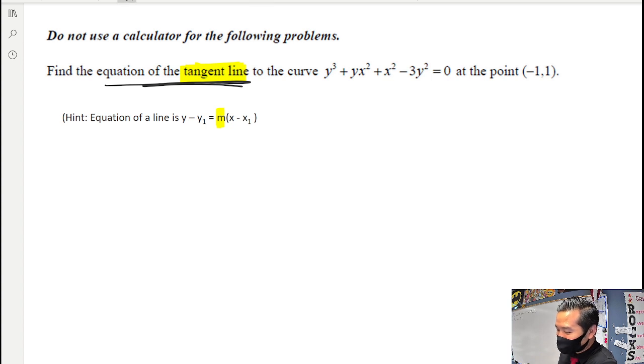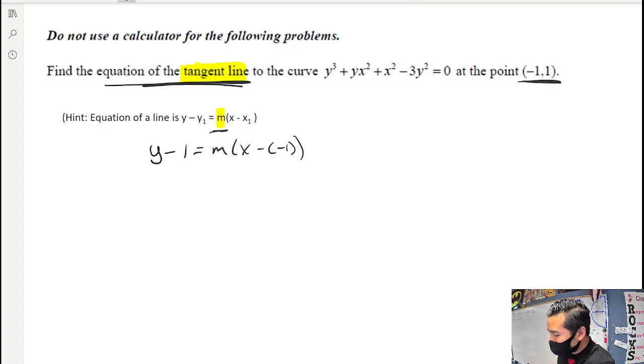Now, how do I know this one's a derivative? Again, tangent line and the slope of that tangent line. I already have a point right there. My equation of a line is actually going to be y minus 1 is equal to m times x minus negative 1. Do you see that? Yeah. And that part's fine. All you have to do now is find the value of m, which is the slope of the tangent line at this point, right?